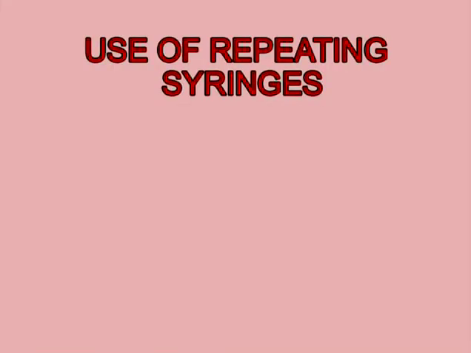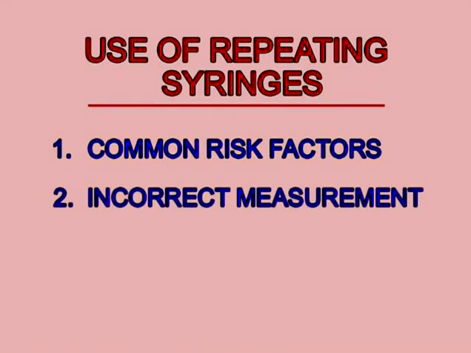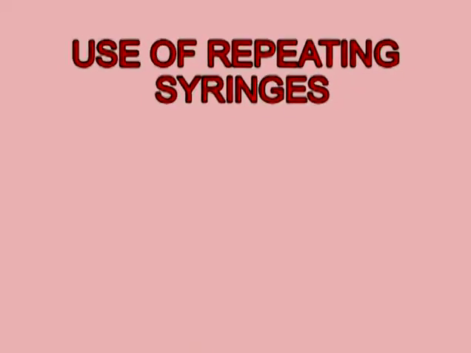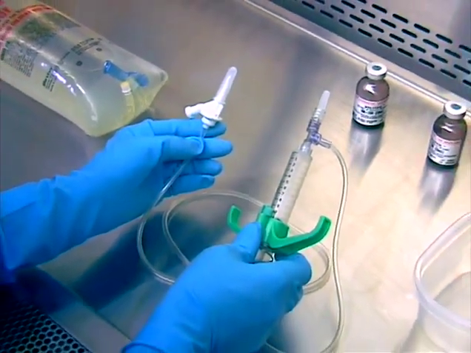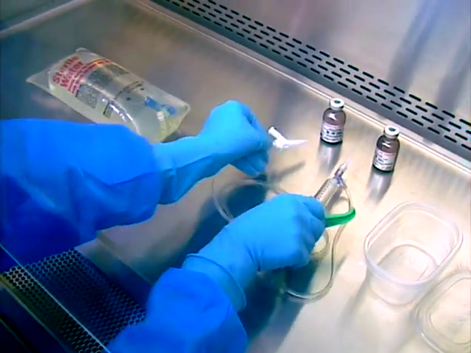Use of repeating syringes. In addition to the risk factors common to the compounding procedures we have discussed, improper adjustment of the repeating syringe or incorrect technique may result in incorrect measurement. There is also an increased risk of cross-contamination if needles are not changed. Remove the repeating syringe from its package and hang it from a hook on the IV pole, or position it on the work surface in first air.